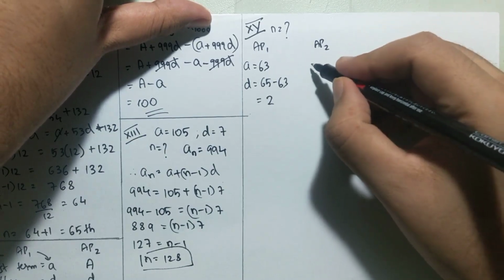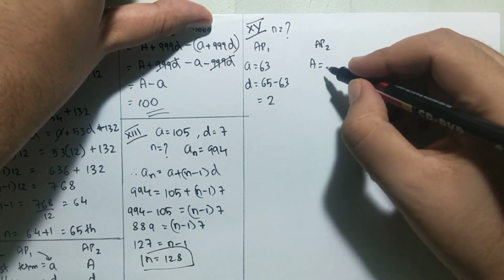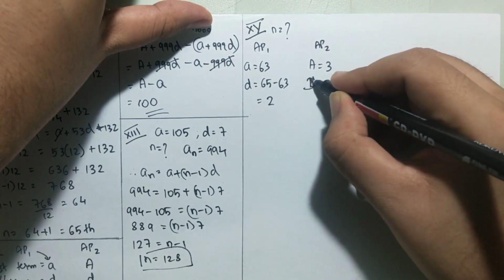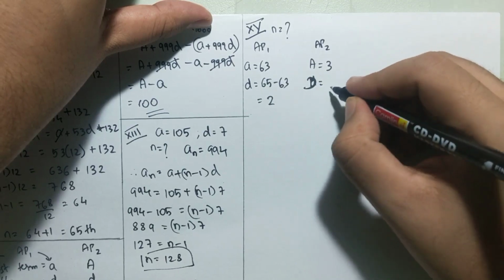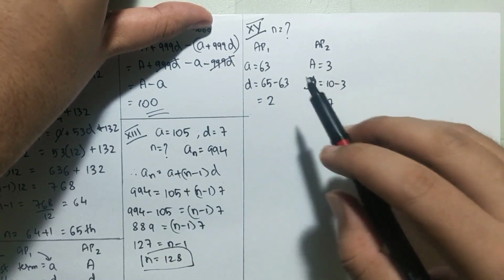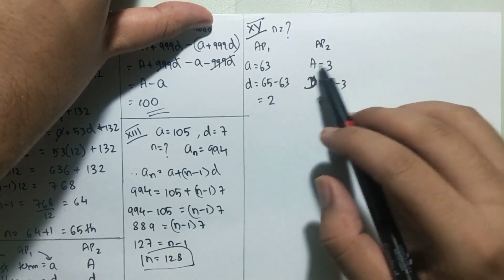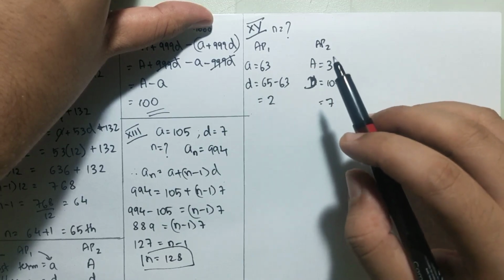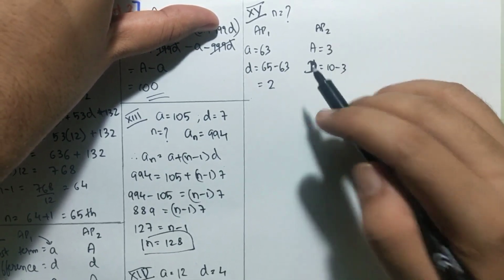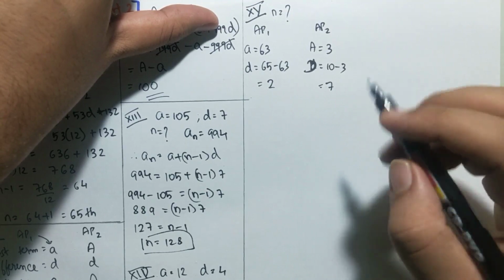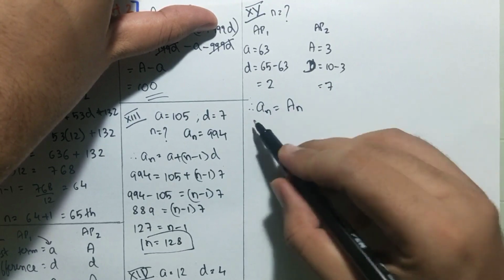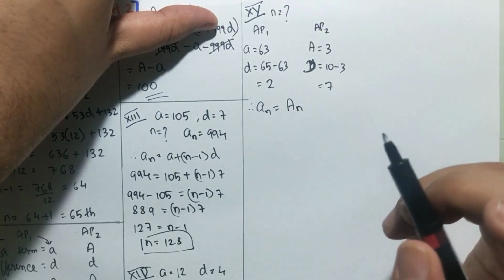In the second AP, the first term I am writing as capital A is given 3 and the common difference given to us, I am writing it capital D. Common difference is the second term 10 minus 3, that is equal to 7. Now the question is, there is a term in which both the terms have the same value. You have to find the position of that term. There is a term on the same position for which they have the same values. Therefore, a of n is equal to capital A of n. They have the same value and for this position you have to find n.